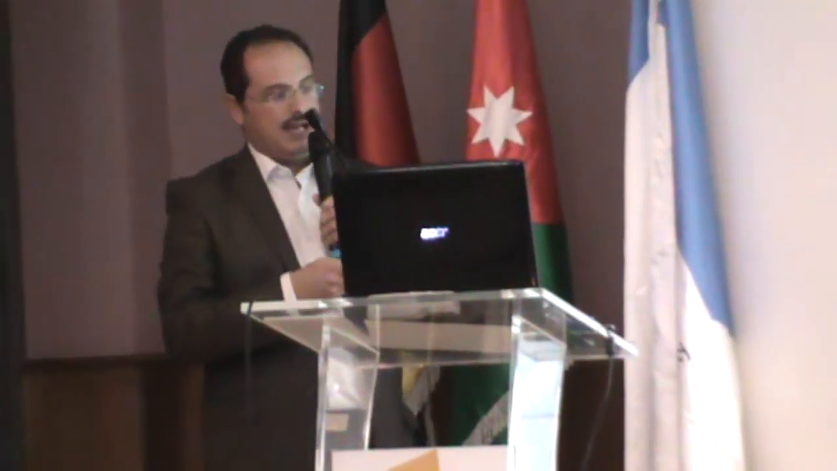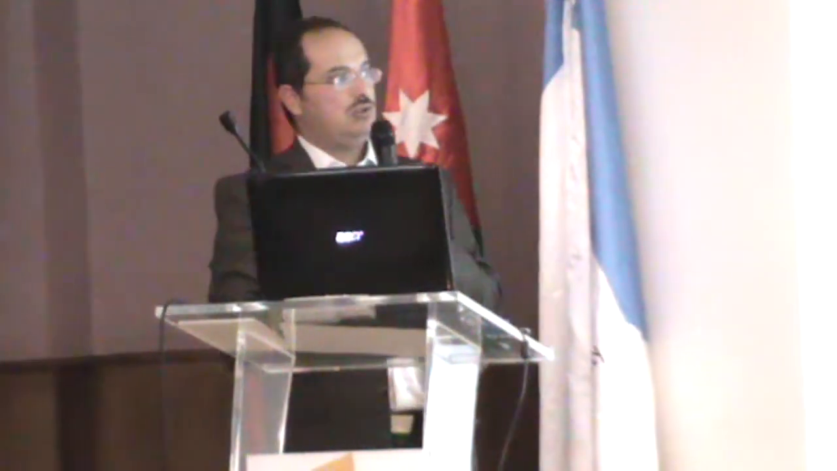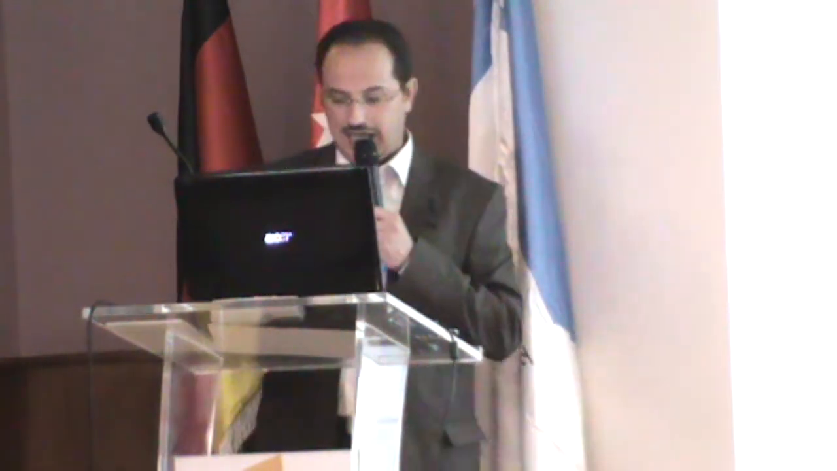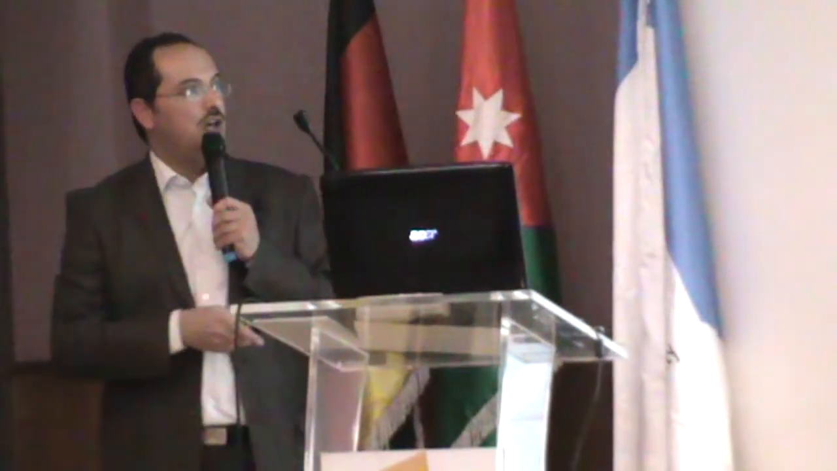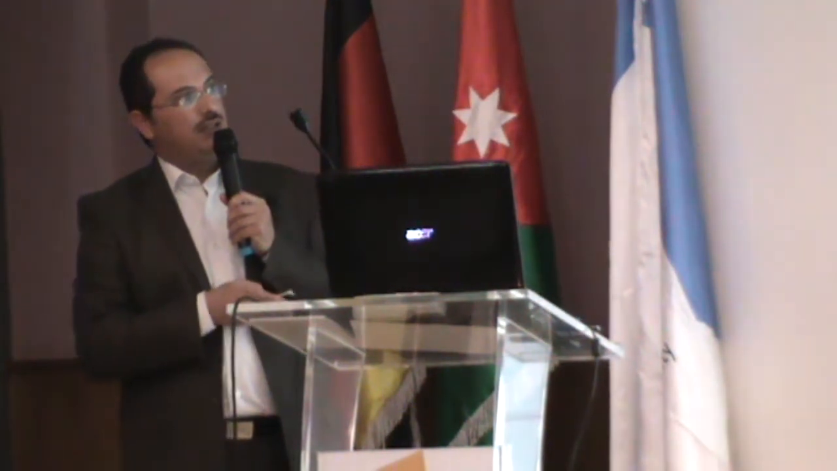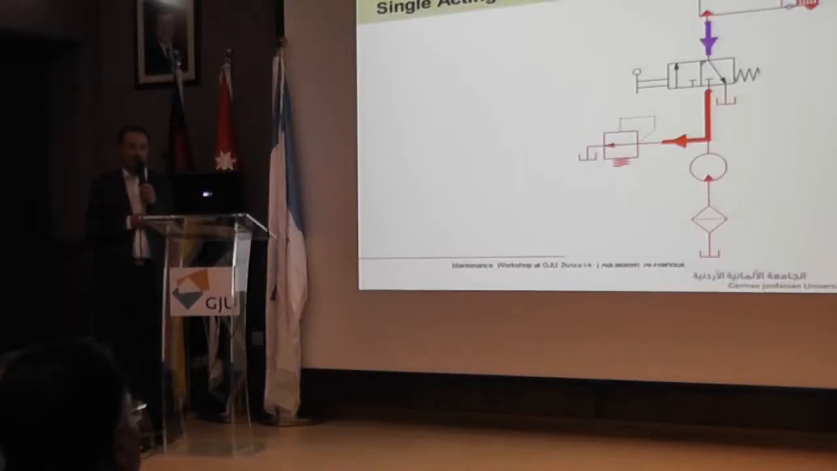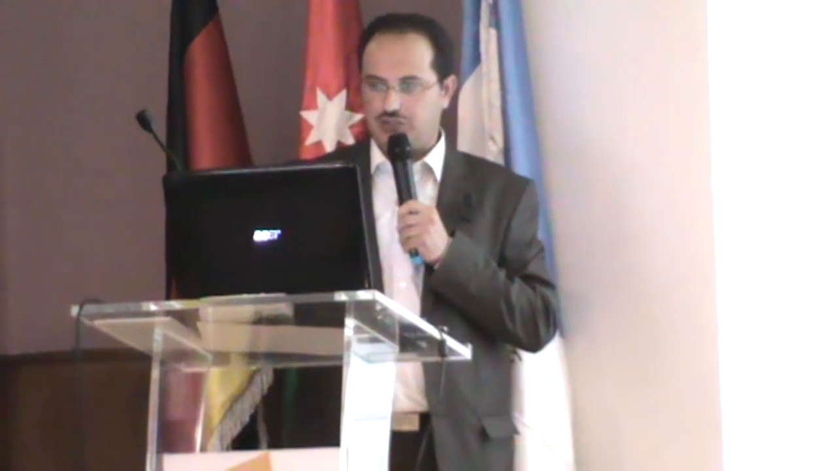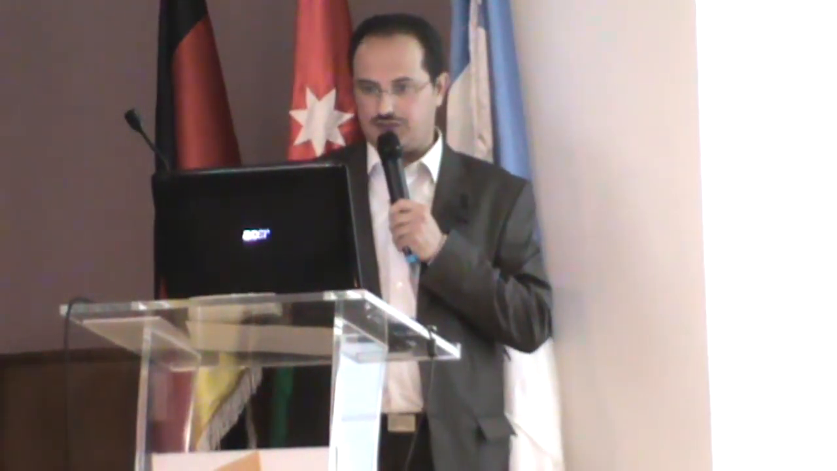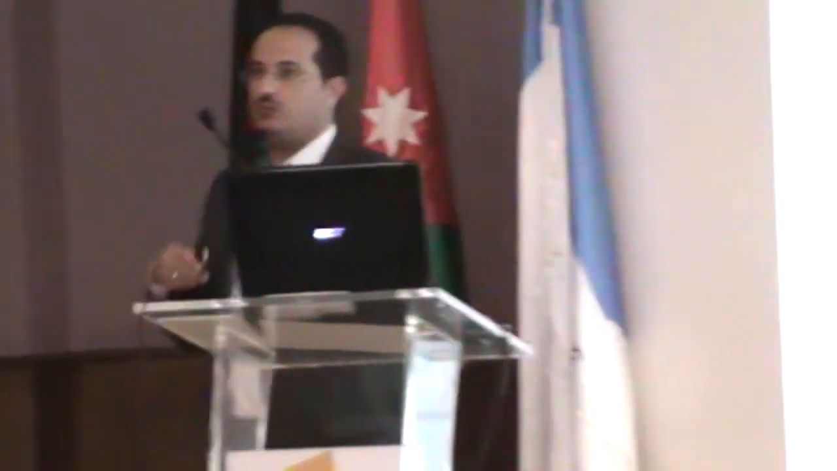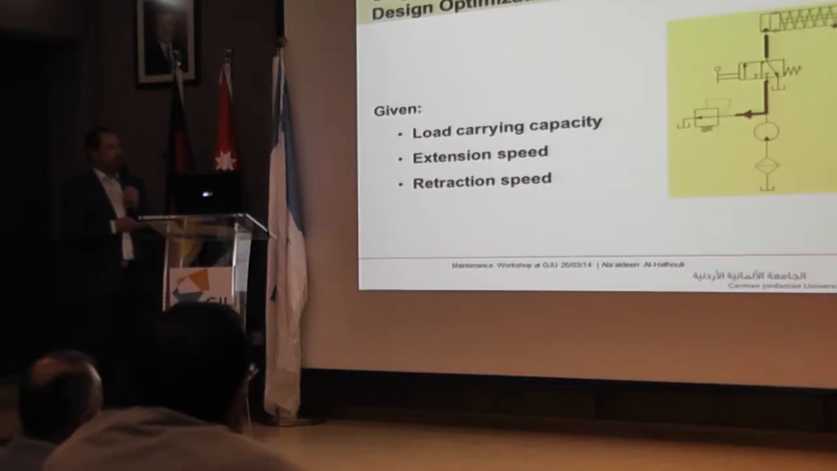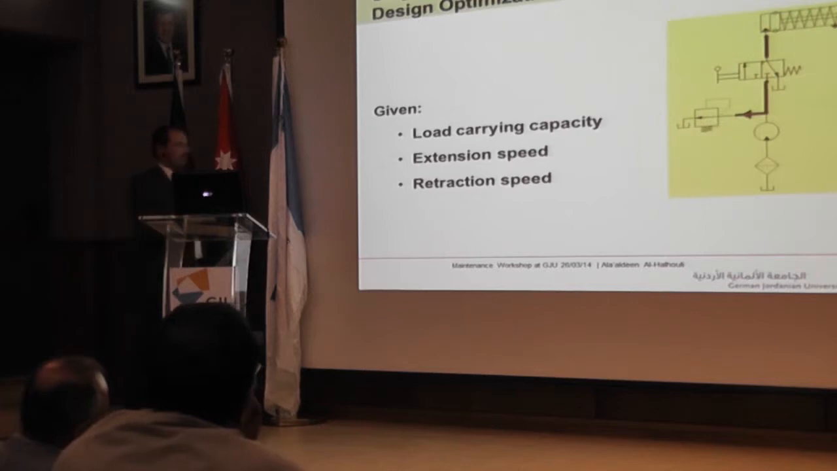If the piston is extended to the dead end, the pressure will accumulate here. If the pressure is also greater than the settings here, it will open until you move the valve to the right envelope. In this case, the pressure here will be atmospheric pressure. Then the spring will return the cylinder to its initial position due to the spring stiffness. So designing this means we should be worried about the load carrying capacity of such a circuit, the extension speed, whether fast or low according to the application, and the retraction speed.